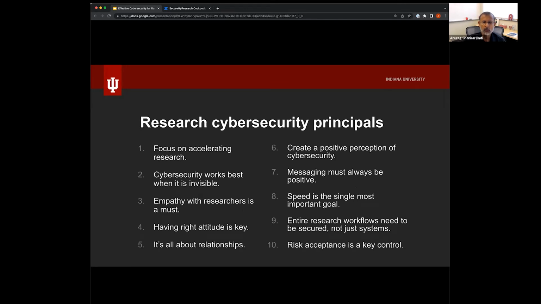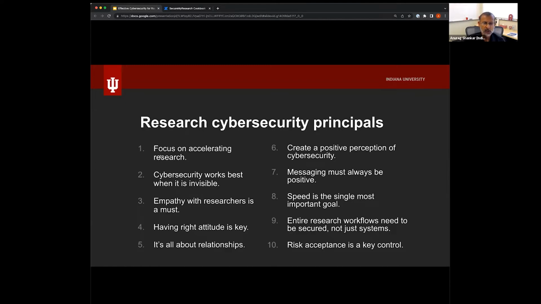We also came up with what we call these 10 research cybersecurity principles. The details are in the paper, but I'll go into each of them briefly. The first one I've already mentioned: you must focus on accelerating research. The second one is that if you're going to apply cybersecurity, it will work best if you make it invisible to the researcher. And I'll talk more about that.